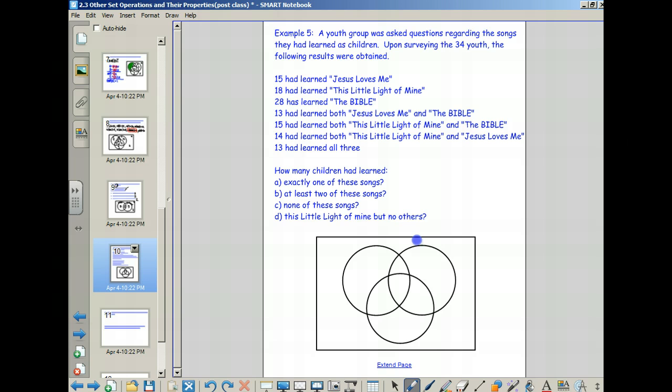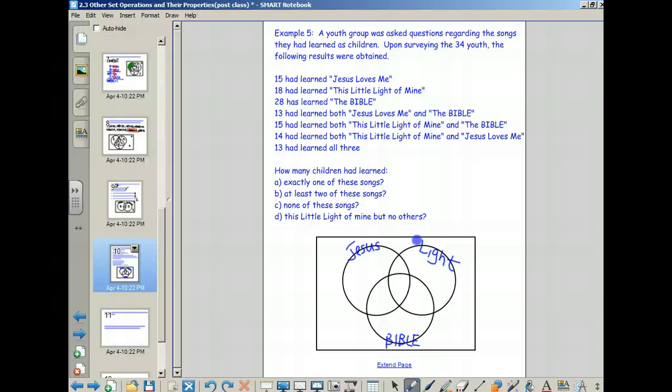All right, what are my 3 circles? Jesus loves me, so I'm going to just write Jesus. Is that okay? Then this little light of mine, I'm going to write light. And then Bible. Do we know these songs? Yes, I know them really well because I have kids right now. So it comes back to haunt you if you work with children or have them.